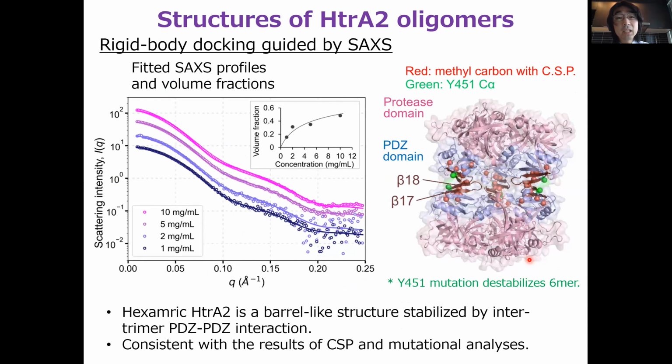Then we modeled the hexameric structure by rigid body docking. To get the overall structural information, we analyzed the SAXS profiles obtained at 4 different protein concentrations. The hexameric HtrA2 is a barrel-like structure stabilized by intertrimer PDZ-PDZ interaction, and the structure was consistent with the results of CSP and mutation analysis.